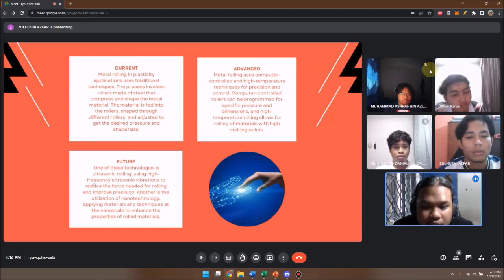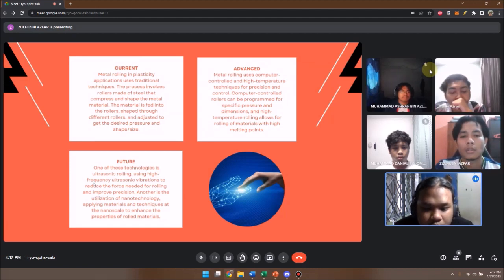And then we have advanced technology. One of the most advanced technologies currently used in metal rolling is the use of computer controlled rollers. This technology allows for greater precision and control of the rolling process, as the rollers can be programmed to apply specific amounts of pressure and to achieve specific dimensions. Computer controllers allow materials with varying properties, such as different hardness levels, to be rolled with greater precision and control.